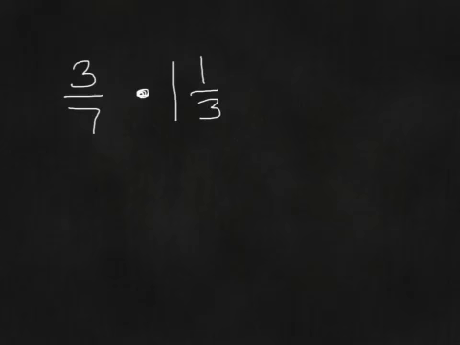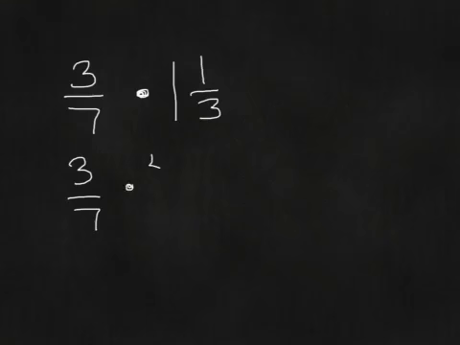Last but not least, let's try this one out. Since my first fraction is already a proper fraction, I can go ahead and leave that alone. And then I need to turn this one into an improper fraction by multiplying 3 times 1, which is 3, plus 1 more, which is 4. So that second fraction becomes 4/3.